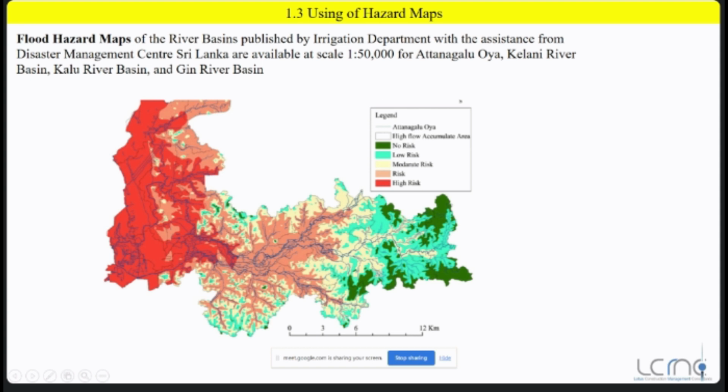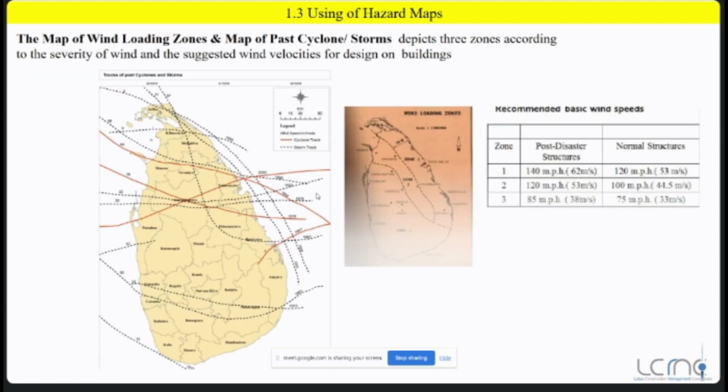So actually, you can understand which are the riskiest areas for construction works, and which are the low-risk areas for construction works. So easily you can select when you are going to select a land.